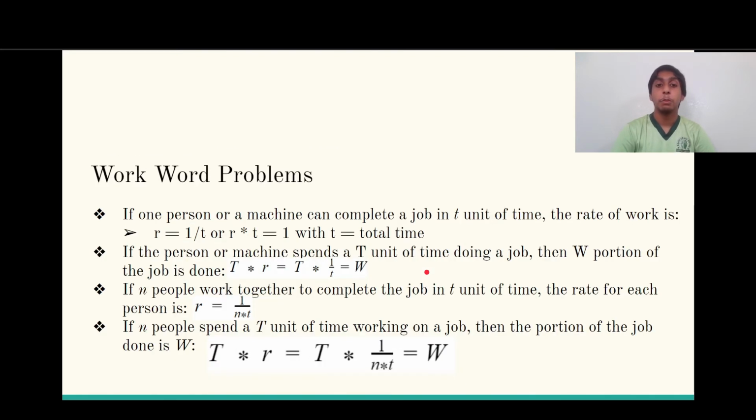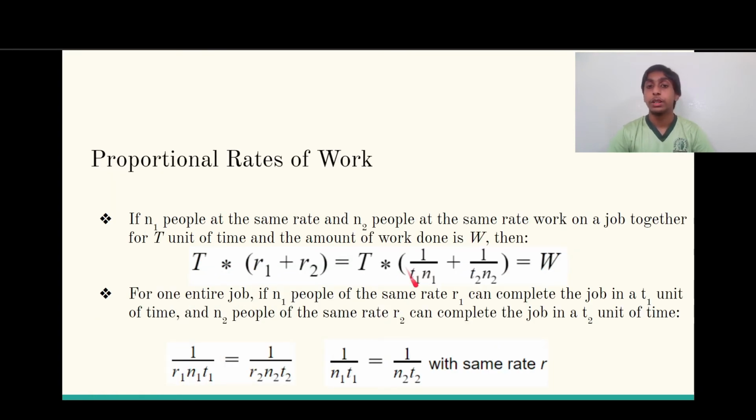And remember, if we go back, we learned that the formula for a group is 1 over n times t. So that's why we're expanding it over here to t1 into n1. Now, for one entire job, if n1 people at the same rate r1 can complete the job in t1 unit of time, and n2 people of the same rate r2 can complete the job in t2 unit of time, then 1 over r1 into n1 into t1 is equal to 1 over r2 into n2 into t2. This is just a proportion.